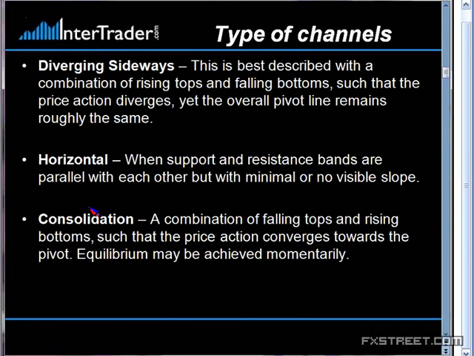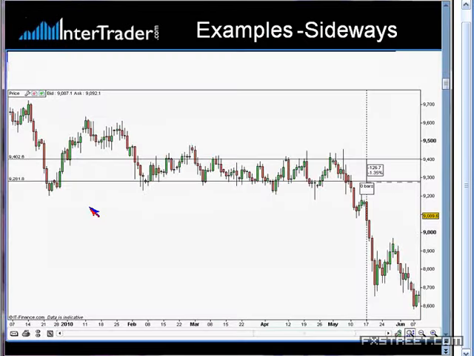Then horizontal: this is when support and resistance bands are parallel with each other, with minimal or no real visible slope. And then there's consolidation. That's a combination of falling tops and rising bottoms, such that the price action converges towards the pivot. Again, an equilibrium might be achieved momentarily.